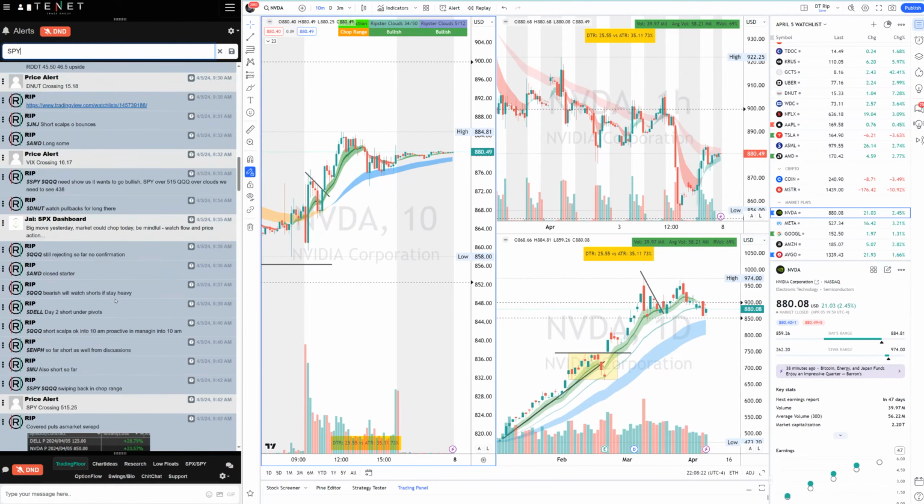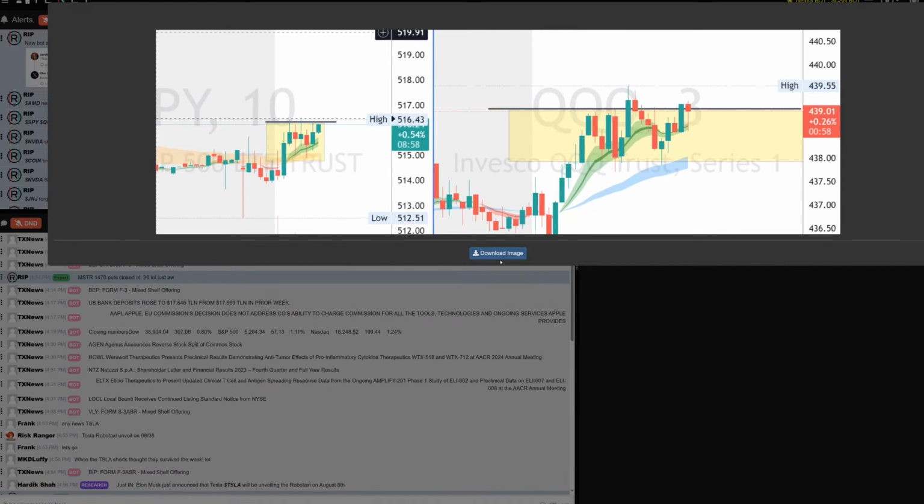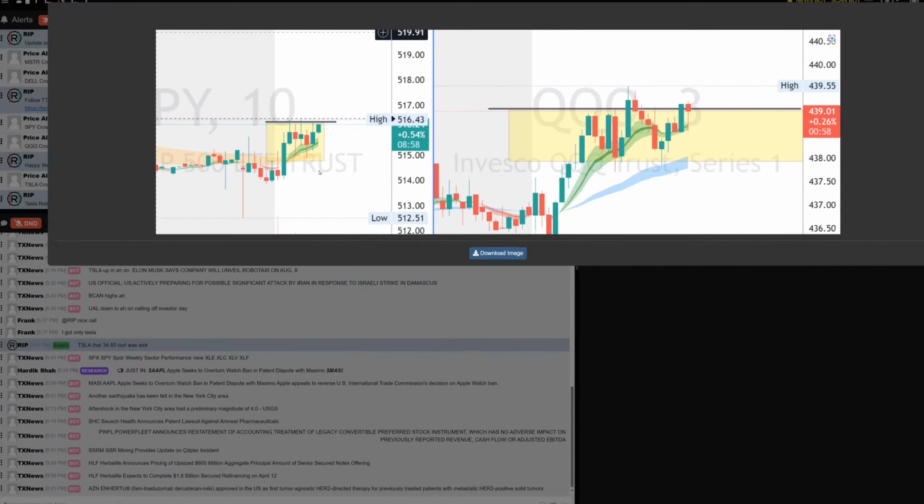Let me see if I can find it. So this was the setup after we turned bullish that I gave everybody in the community. This is on 3 minute, looks much better on 10 minute, but I'm just showing it on 3 minute because I wanted to show you how it's looking on the smaller time frame.